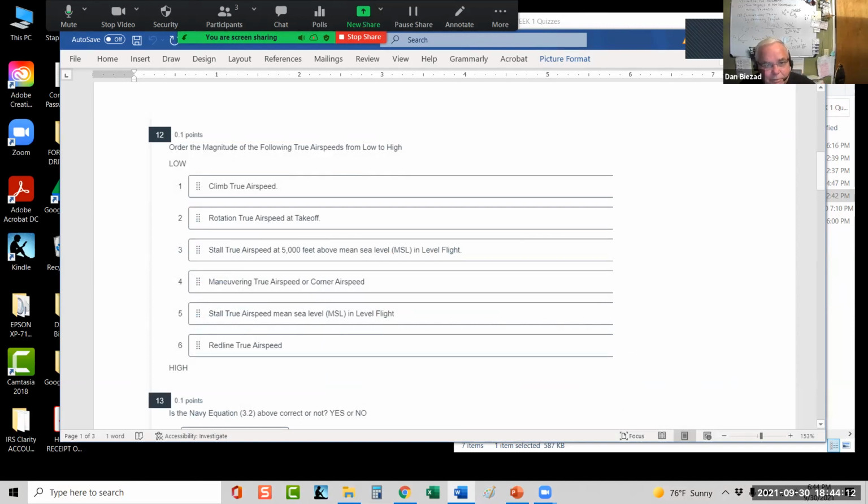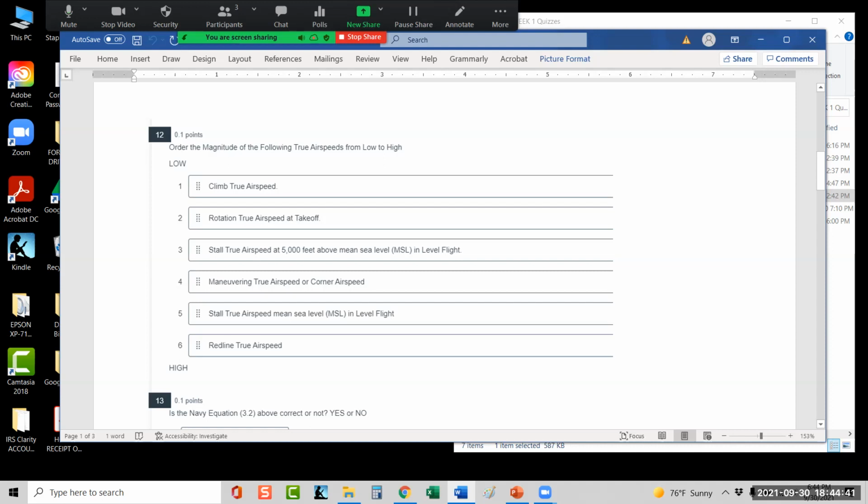But anyway, here's how it would be. It should be the stall speed in level flight, the stall speed at 5,000 feet, and you can see from the equation why that's true. And that's 10% higher than the sea level stall speed. Rotation speed is 20%. It's 1.2 times. So this comes next after this. And then you'll be at climb airspeed, then maneuvering airspeed for max Gs, which is normally 3 times the stall speed. And then you'll be at red line. Okay. Does it all kind of make sense now?